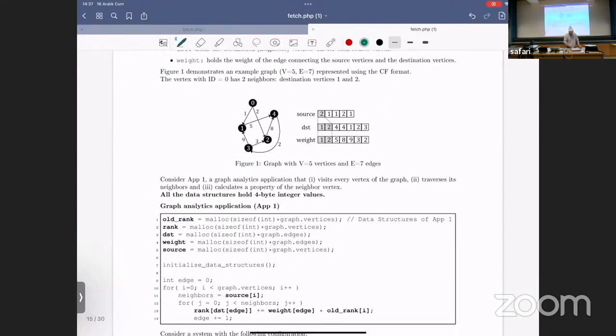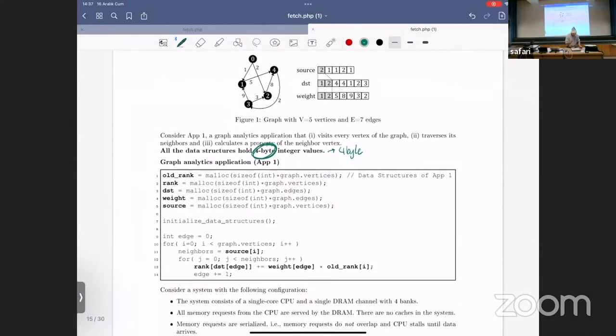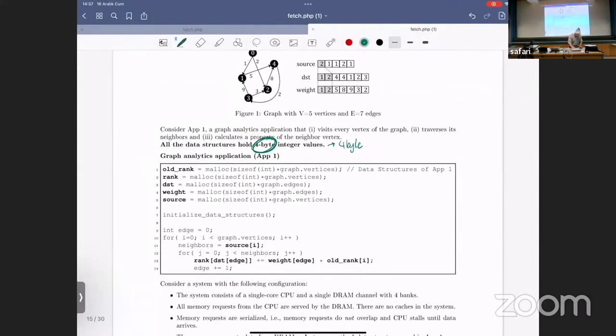So application 1 essentially is PageRank, okay? One of the most important properties is that every value of the data structure is a 4-byte value. It's an integer. That's important so that we can do our calculations. So let's dive into application 1. First, as we can see here, we have 5 allocations: the old rank, the destination vertices, the weight, and the source.